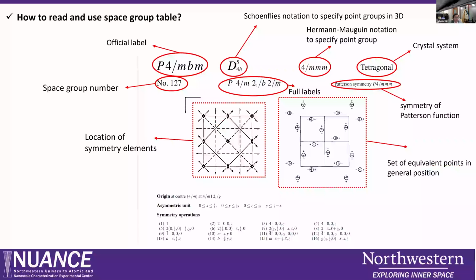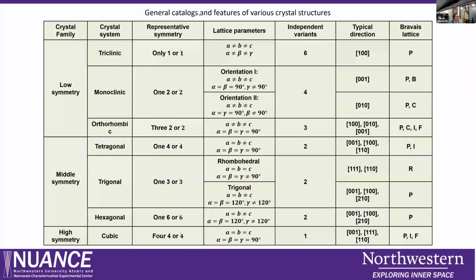Okay, then I will give you a table, for example, the general categories and features of different crystal structures. Some of them have low symmetry, some middle symmetry, some high symmetry. For low symmetry, they only have one. This should be a 2 minus inversion zone axis. So this is for symmetry elements in the point group, and also the symmetry of each lattice.